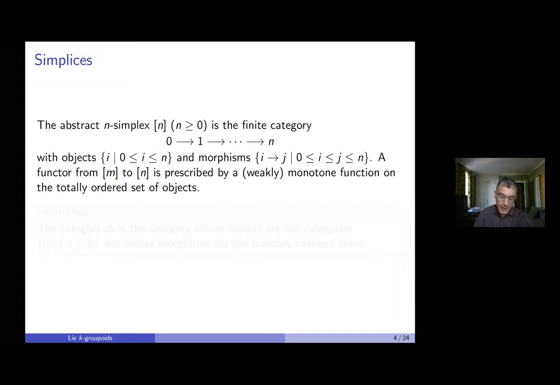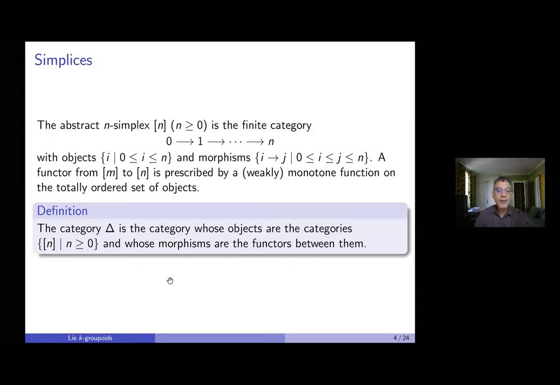Turns out you don't need the whole category of simplices, but let's pretend. So the abstract n-simplex, its objects correspond to the vertices of an n-simplex, and there are morphisms moving uphill. So if you go from i to j, where i is less than j, then there's a morphism. But if i is greater than j, then there's no morphism.